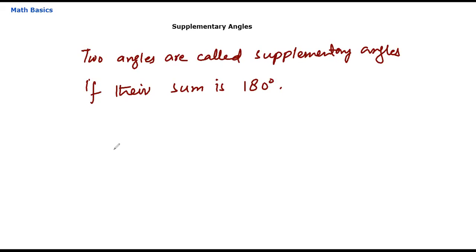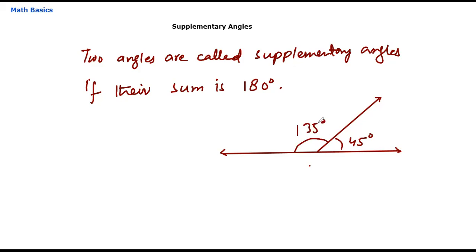So in this case I give you two examples. Okay, now here we have two angles. This one is 45 degrees and this one, let's say it's 135 degrees. Now the pair of these two angles make supplementary, so they are called supplements of each other.